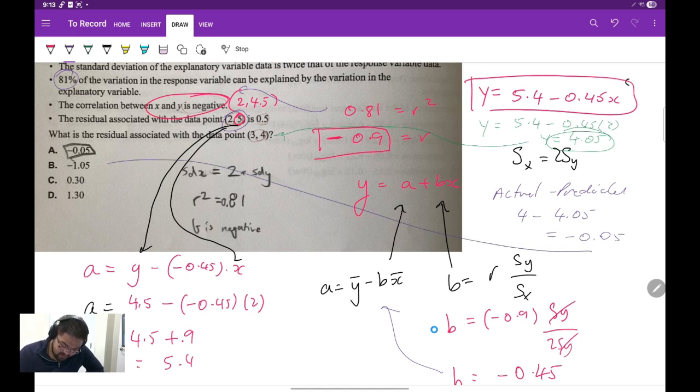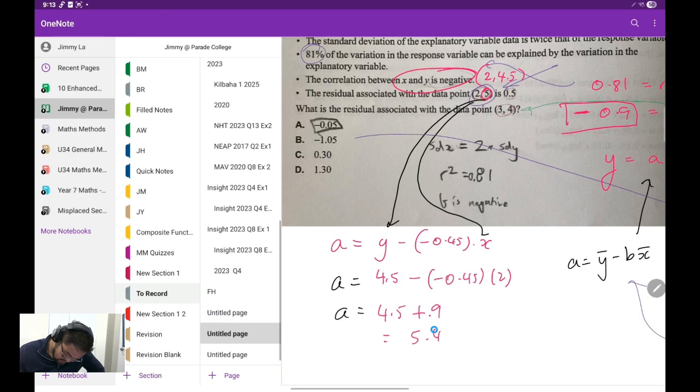The fact that you have to, it's a very multi-layered question where first you have to find the regression equation, and then from the regression equation find the residual. And that part right there is very sneaky as well. All right, let's move on to the next question.